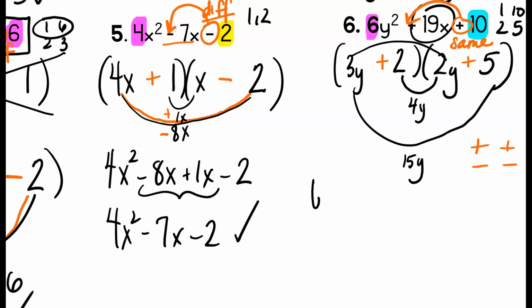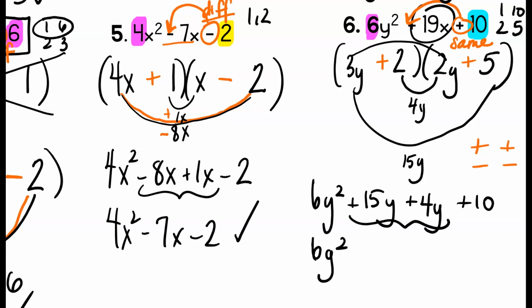3y times 2y is 6y squared. 3y times 5 gave us that 15y. 2 times 2y gave us the 4y, and 2 times 5 gave us 10. When we combine the middle two terms, we get the 19y that we need, which is exactly what we had to start. So these are a little more challenging.